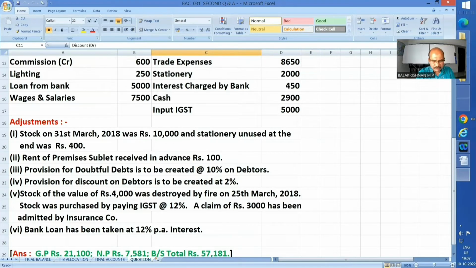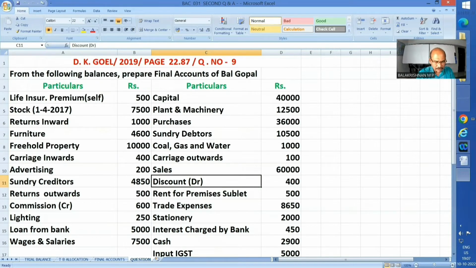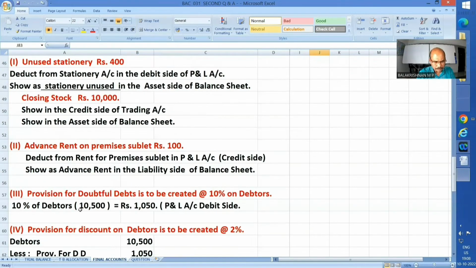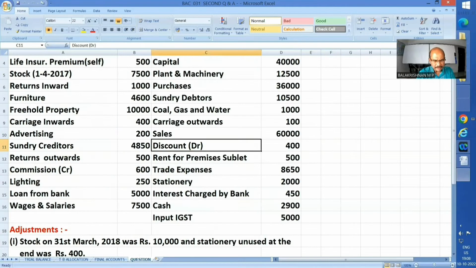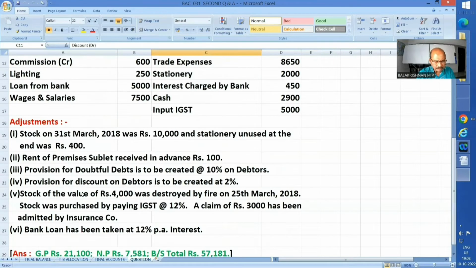Provision for doubtful debts is to be created at 10% on debtors. Before that, let us focus on what is the debtors amount they have shown here. So the debtors amount is 10,500. So on 10,500, 10%, 1,050. Show in the profit and loss account debit side. Okay. And the next adjustment is provision for discount on debtors to be created at 2%.